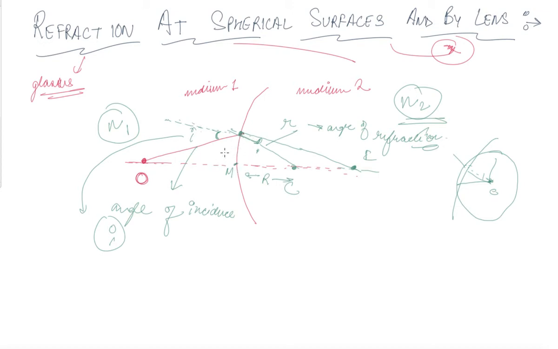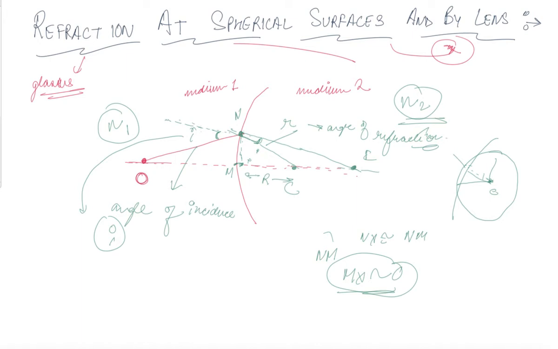And there is another thing that we are deriving: this length is very small. From the point N, if we draw a straight line that is perpendicular, say this is x, then NX is approximately equal to NM, and the distance MX tends to zero. These are some of the approximations that we have considered.